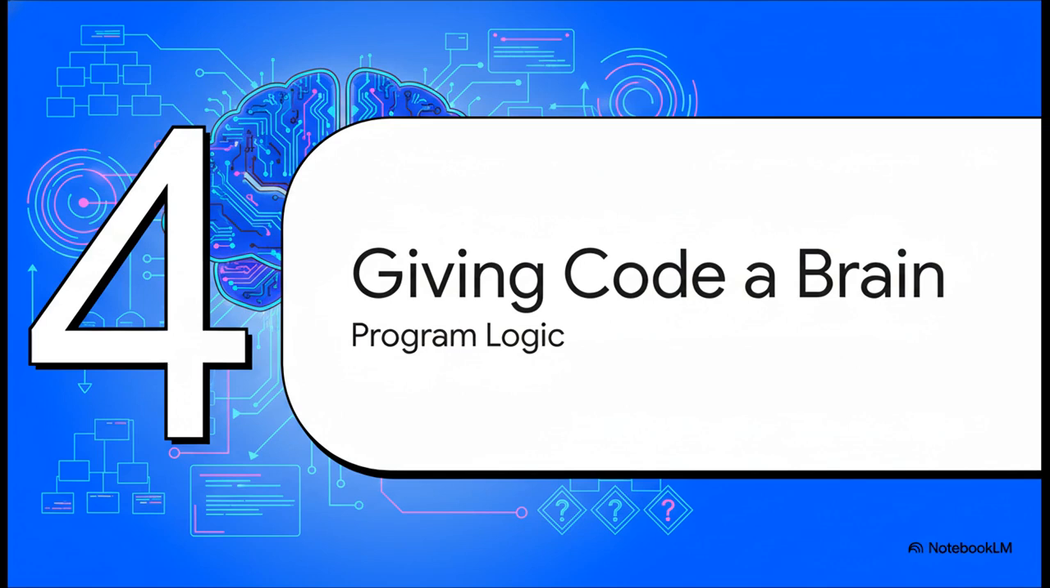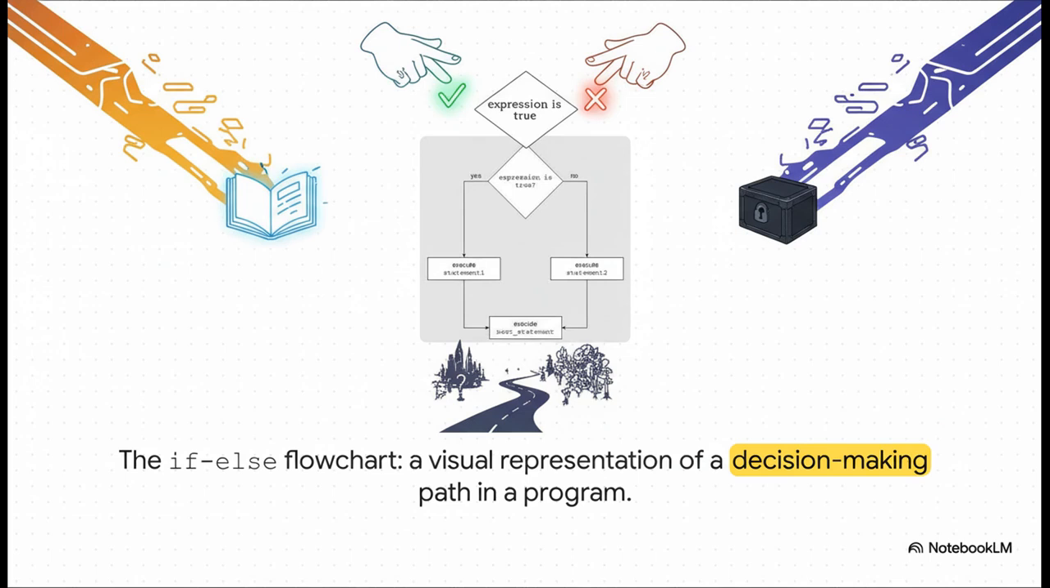You know, a program that just runs straight from top to bottom isn't all that useful. The real power, the real magic, comes when we give our code a brain, the ability to make decisions and to repeat actions automatically. Take a look at this flowchart. This is for something called an if-else statement, and it's basically a fork in the road for our program. The program gets to a point where it has to ask a question. If the answer is yes or true, it goes down one path. If the answer is no or false, it goes down a completely different path.